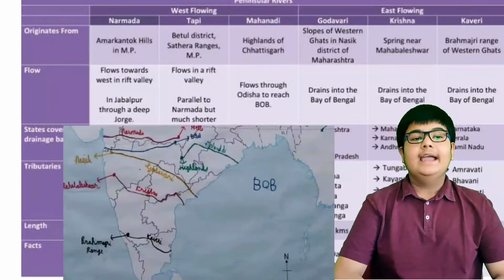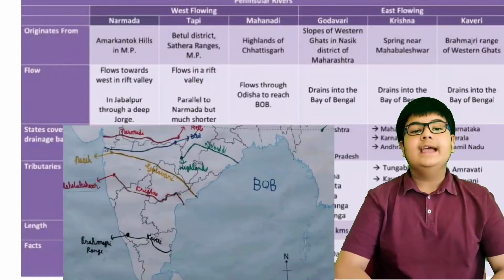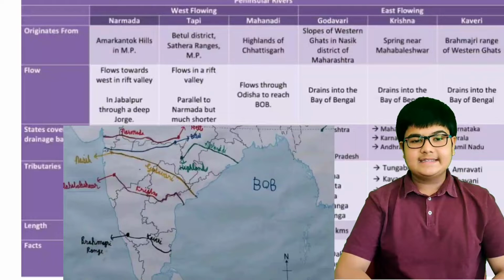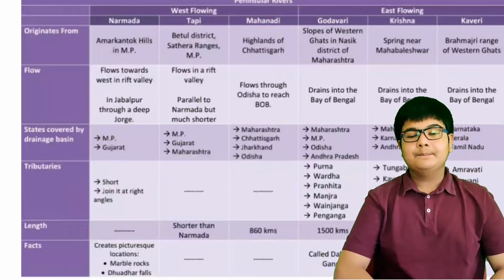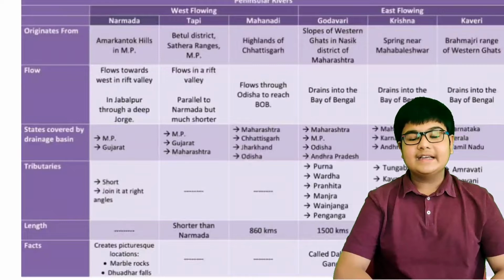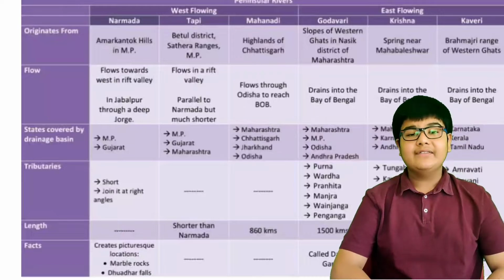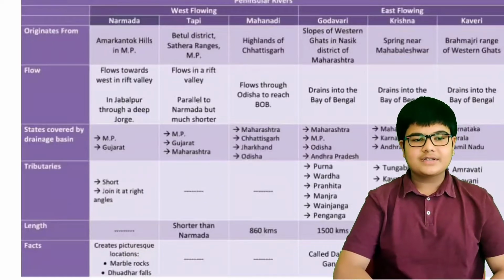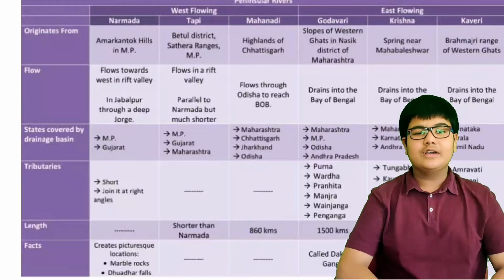Godavari. It originates from the slopes of Western Ghats in Nasik district of Maharashtra. It drains into the Bay of Bengal. Its basin covers the states of Maharashtra, Madhya Pradesh, Odisha and Andhra Pradesh. It has various tributaries such as Panna, Vardha, Pranhita, Manjra, Vainganga and Panganga. Its length is 1500 kilometers. As it is so long, therefore it is also known as Dakshin Ganga, and it is the longest peninsular river.